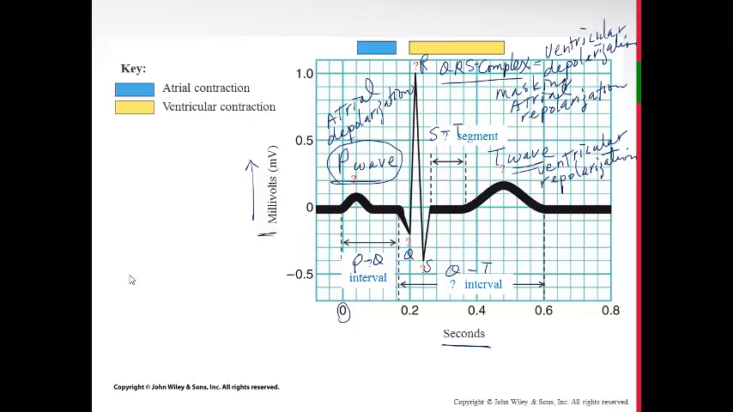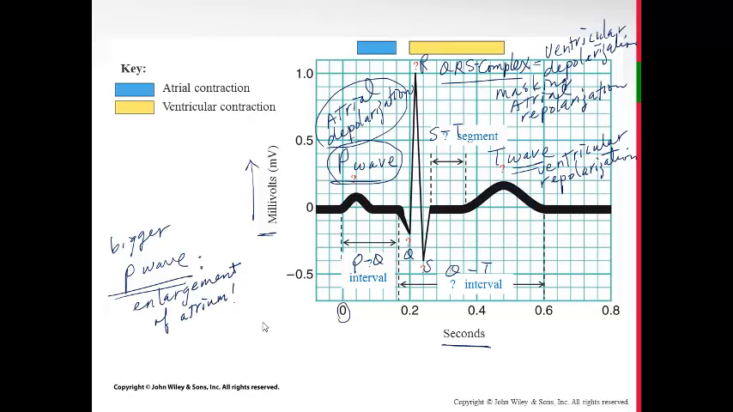Now, one example is if you do see a bigger P wave, what do you think it might mean? Right, if it's a larger P wave, because this signals your atrial depolarization, if it's much larger, that might tell you that you have an enlargement of your atrium. Okay, so that they can tell and see if your heart is doing all right.